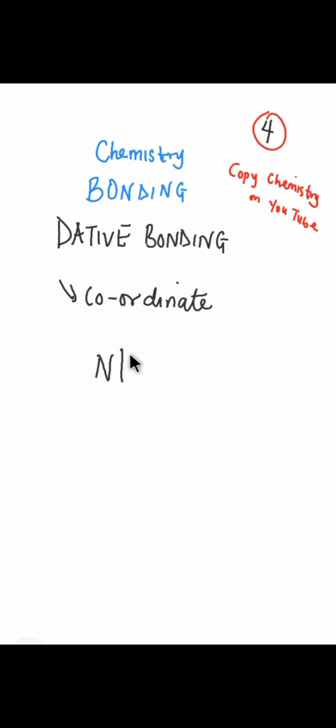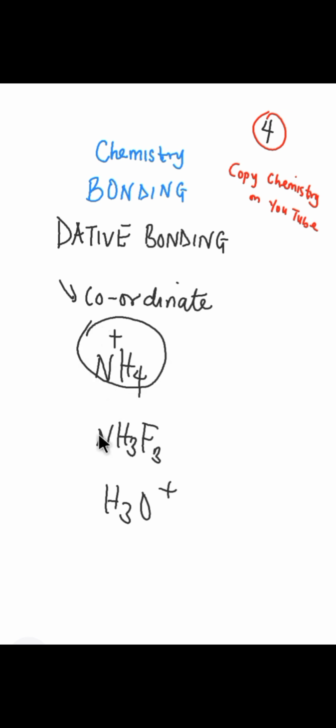So we have examples of dative compounds, which are coordinate covalent compounds. For example, NH4 plus. We also have NH3BF3, and H3O plus. I'm going to do this one, and this should be BF3 by the way, NH3BF3.